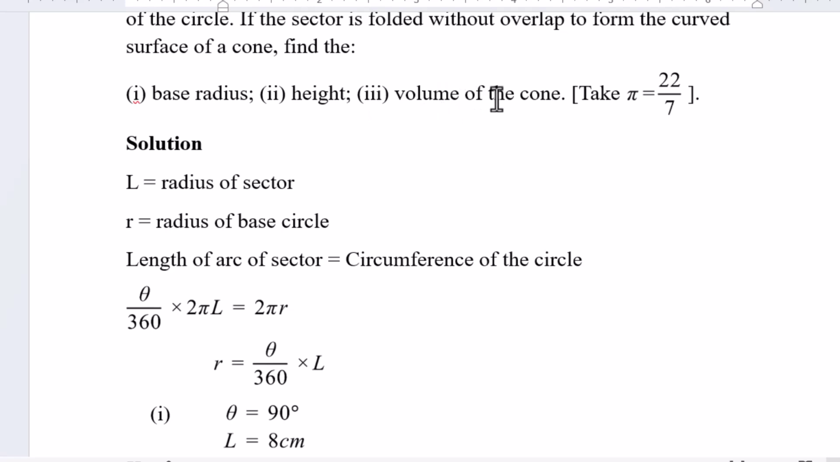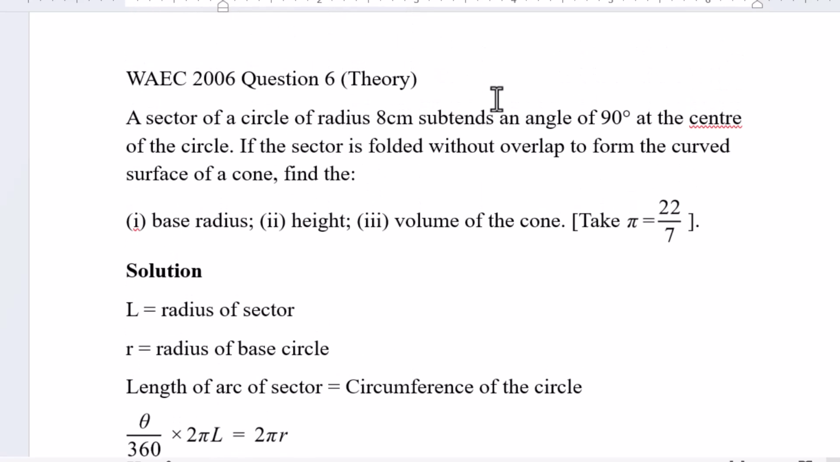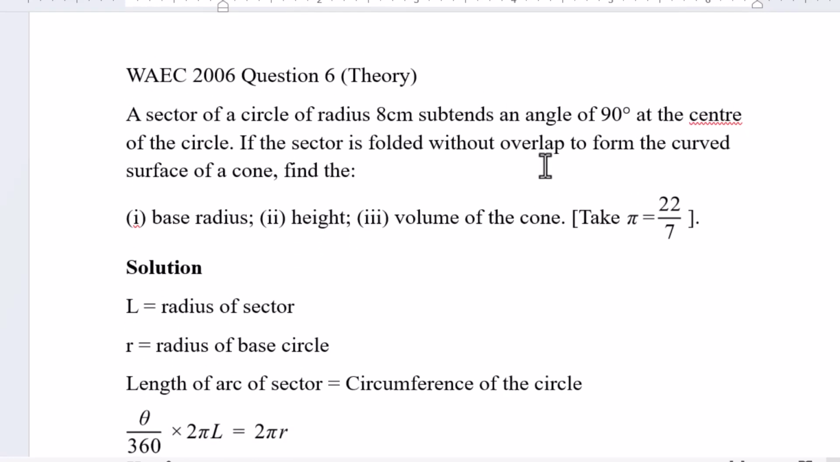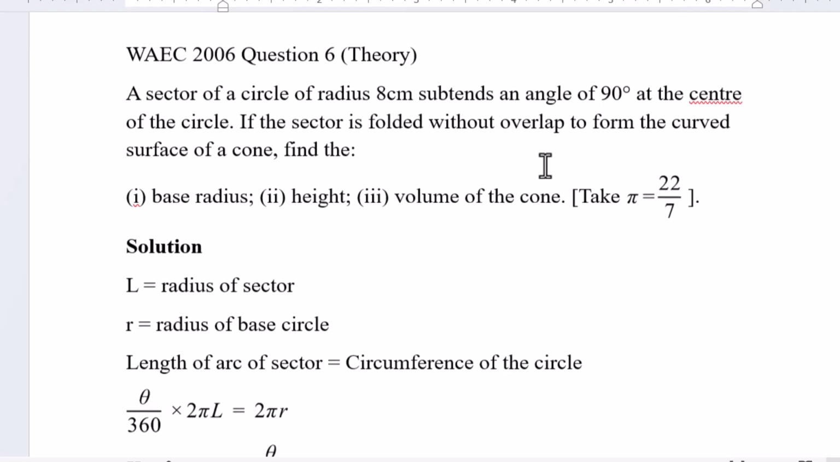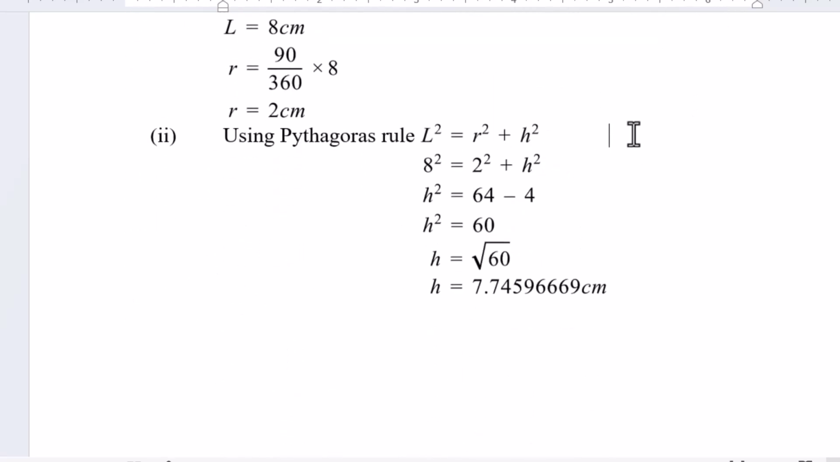Then finally is the volume of the cone. So which is the normal formula for the volume of a cone. And what is the volume of a cone? That is 1 over 3 pi r square h. 1 over 3 pi r square h. There's nothing so special about that. Okay, let's end this calculation now.